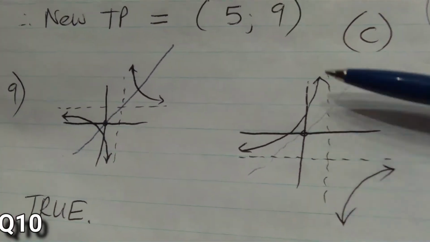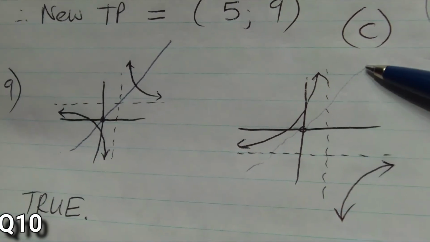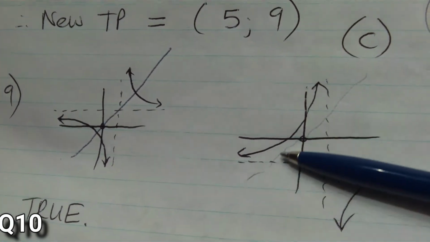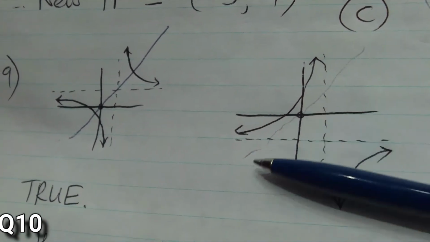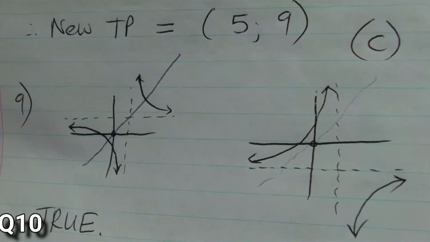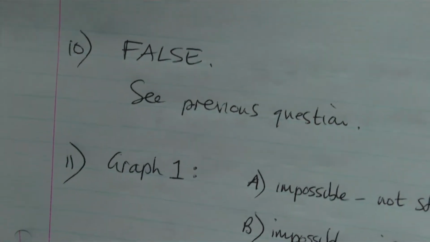When this thing got reflected, do you see the same axis of symmetry from here? Do you see how it's not an axis of symmetry anymore? So that proves that the answer to number 10 is false.